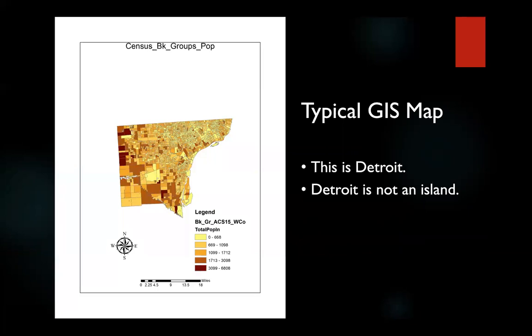This is Detroit. Detroit is not an island. There's no context information to tell you anything about this. We haven't added labels. We have no idea what's going on. Maybe this is a natural boundary, but this looks like there's probably some stuff up here and over here, right? Make sure you give that information to your map readers. It's really difficult to understand what's going on here if we can't see the larger context.